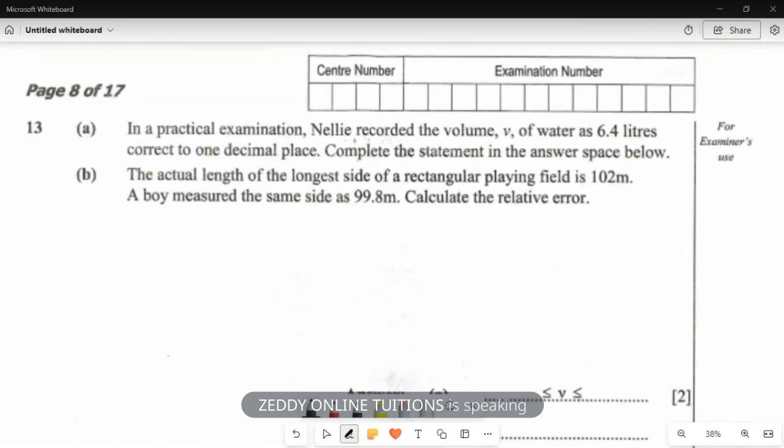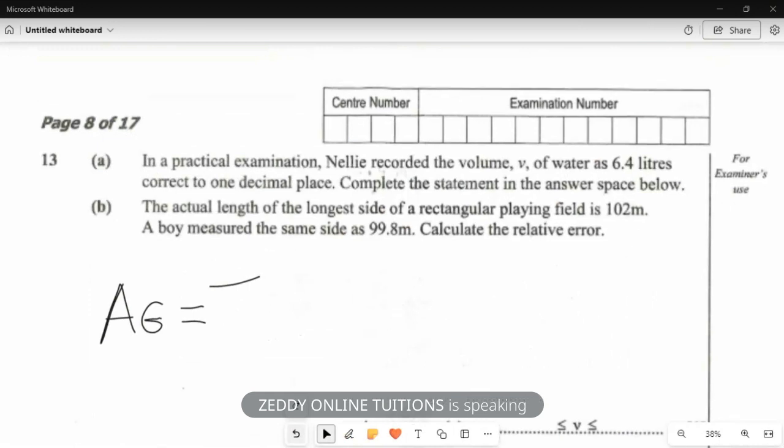So what we need to do is find the absolute error. How are we going to find that error? The absolute error can be found in two ways. Sometimes we use this formula, true value minus recorded value, or recorded value minus the true value. But here we've not been given the two values, just one value.